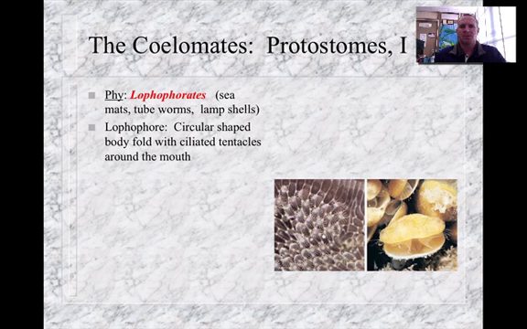Lophophorates are like your sea mats, your tube worms, your lamp shells. If you look down here, they're classified by this lophophore, which is like a folding of these tentacles, these little ciliated tentacles. And they use them for feeding. They're usually around their mouth, and they bring food in. And there's some that have them externally, and some of them that have them internally, like this little lamp shell down here.